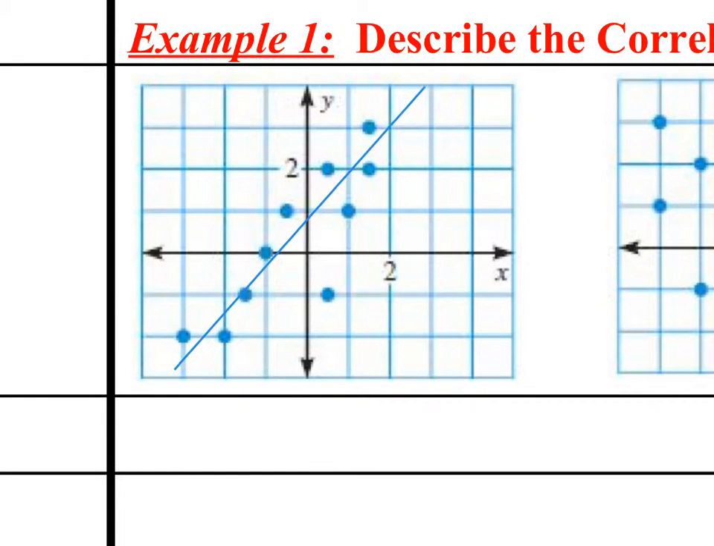It has to go through the data. It does not have to hit any points. If it does, that's great, but that doesn't matter. What matters is you have to have about the same number of points above as below. So 1, 2, 3, 4, 5 above, 1, 2, 3, 4, 5 below. That way it represents that this has a positive correlation. It's going up from left to right.